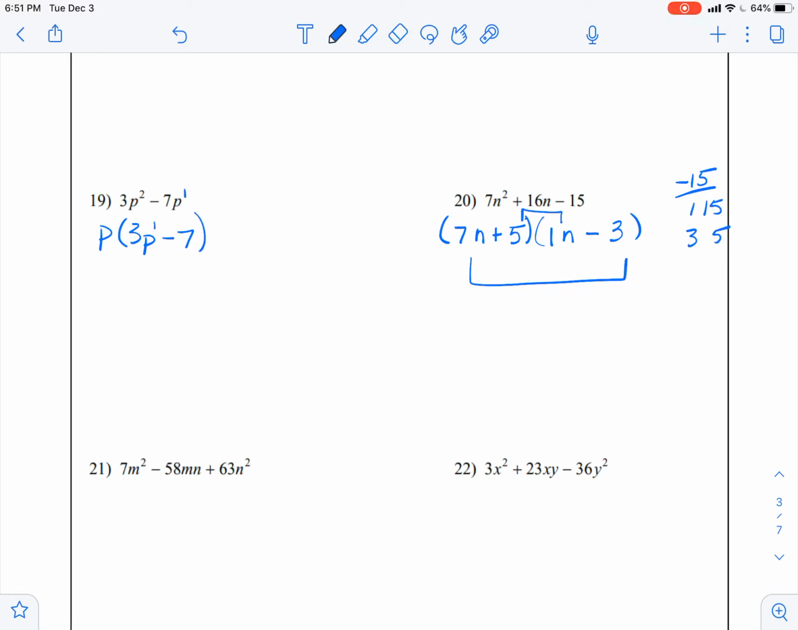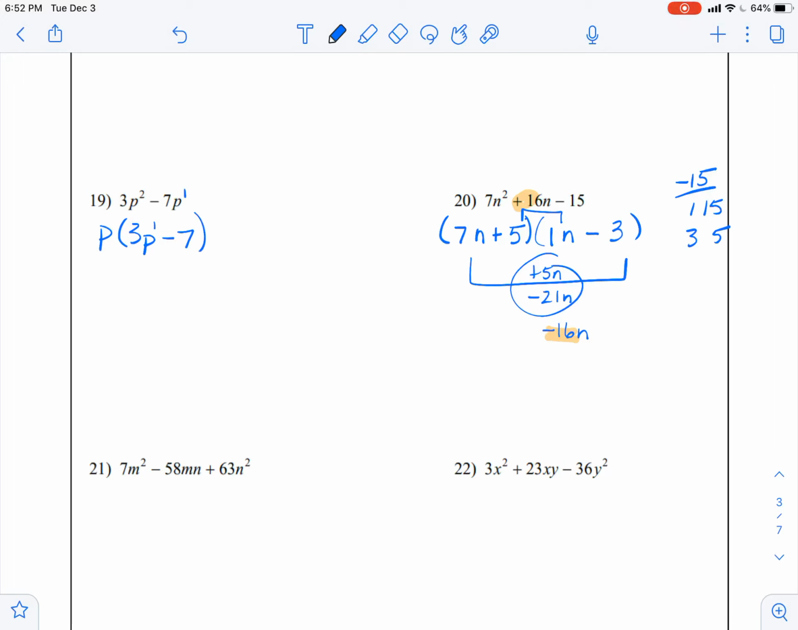So now, when I do outside, I get a negative 21 in, and when I do the inside, I get a plus 5 in. And when I put those two together, I get a negative 16 in. Okay? Which is somewhat good, but not completely, because I actually want a positive 16 in, not a negative 16 in.